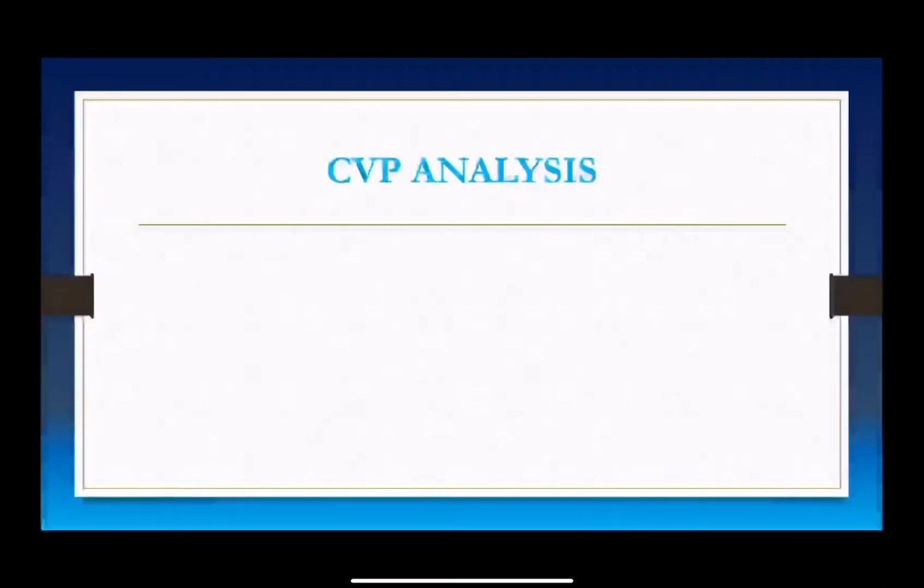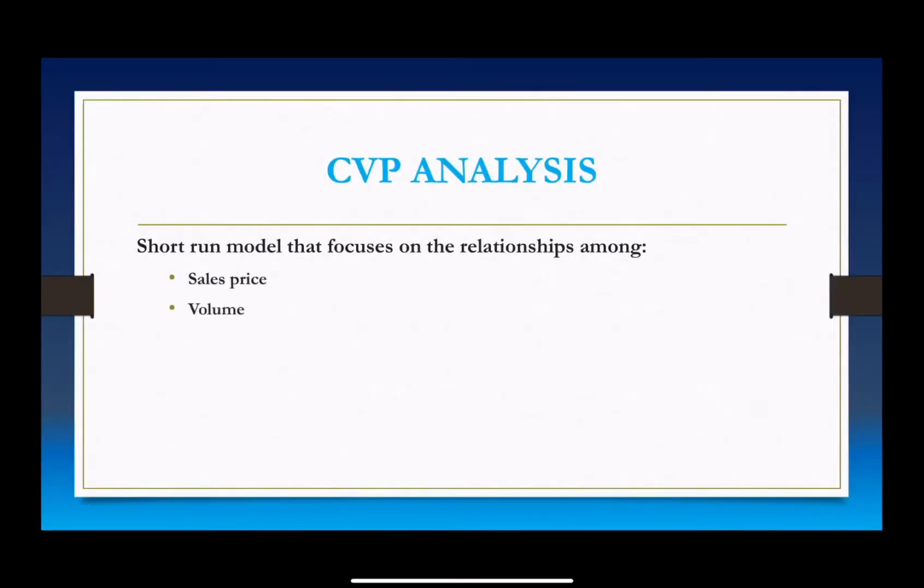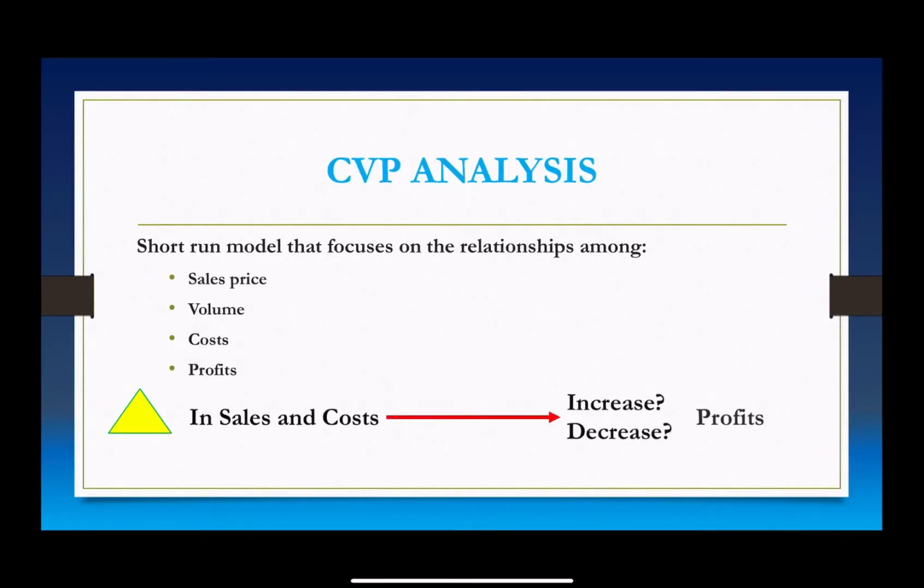Cost volume profit analysis, or CVP analysis, is a short-run model that focuses on the relationships among sales price, volume, cost, and profits. It studies the impact of changes in sales and in cost on the profits of the company. Hence, this can be helpful to managers in their planning function.